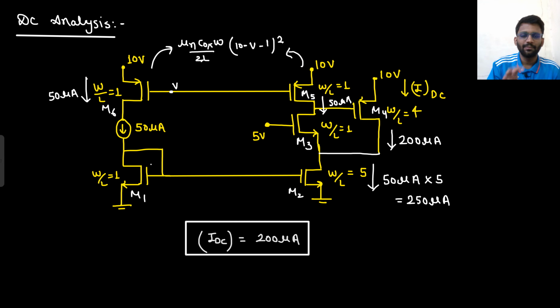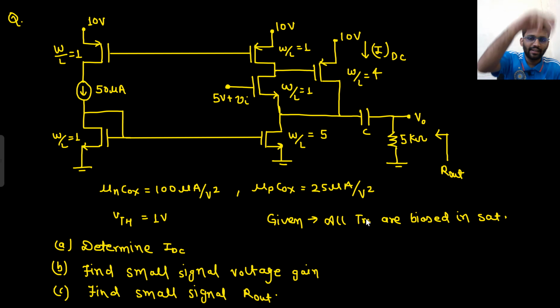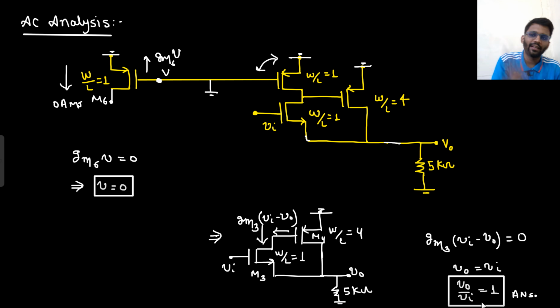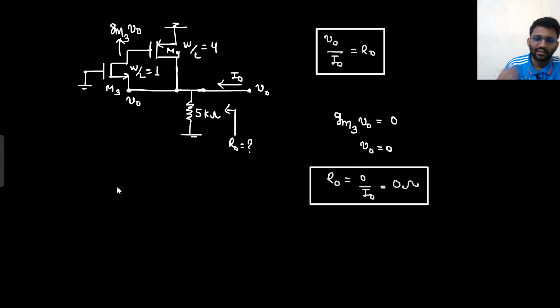The question was very simple. It just looked complex. First you need to find the IDC value. What did you do? You did the DC analysis. I could get the value of IDC. Then I needed to do the AC analysis and find the small signal voltage gain. For that, in this reduced circuit, gm (Vin minus Vo) is equal to 0. So Vo is equal to Vin. So the gain is 1. And here the resistance is 0 ohm only. Why is it 0 ohm? Because the gm3 Vo current flowing is equal to 0. So Vo is equal to 0. So Ro is 0 ohm. So this was a very simple circuit, very simple question.